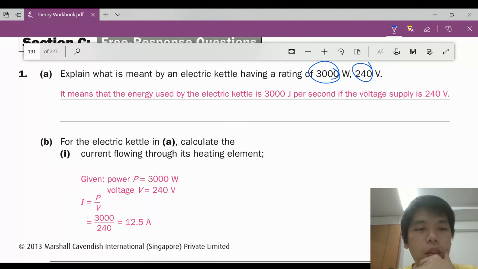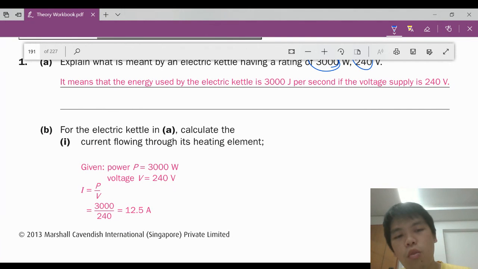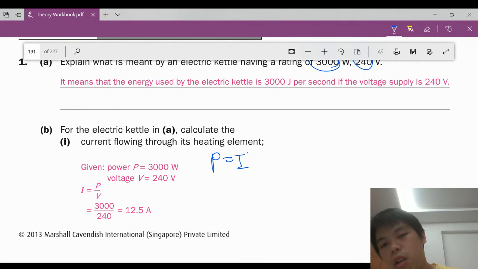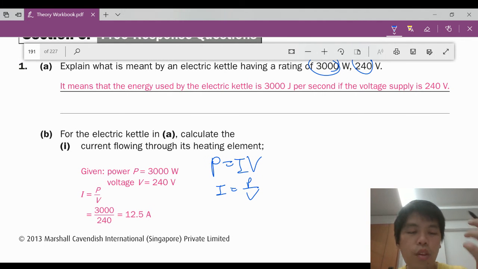Okay. For the electric kettle in A, calculate the current flowing through its element. So P equals IV. You want to find I, just rearrange it, P divided by V. Power of the kettle is 3000, voltage 240, you can get 12.5. Simple math.